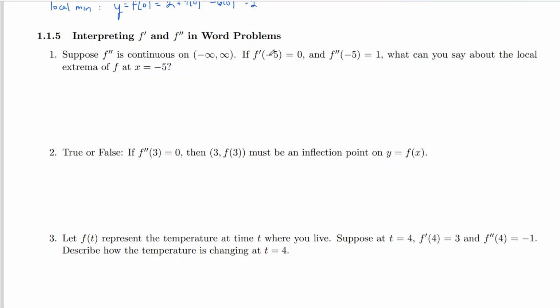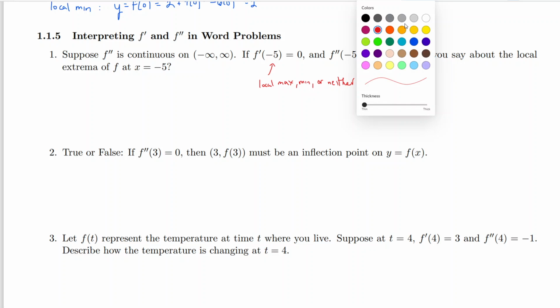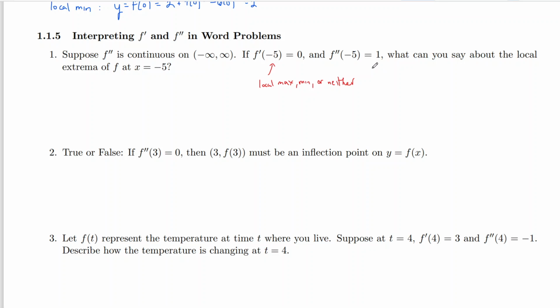All right, it says if f prime of negative 5 equals 0 and f prime prime of negative 5 is 1, what can you say about the local extrema of f at x equals negative 5? Well, that's actually just based on the previous problem. If the first derivative is 0, we either have a local max, we have a local min, or it's possible to have neither. But the second derivative tells us exactly what it is as long as the second derivative is not 0. And it's not, it's 1. Since f prime prime is greater than 0, it is a local min.